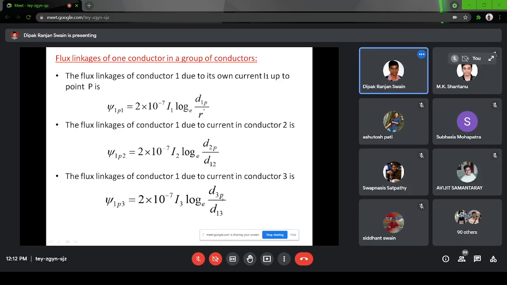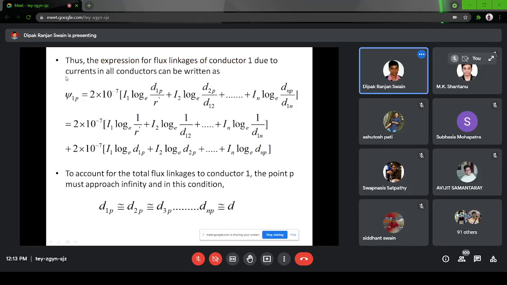So the distance from the third conductor, the distance from the second conductor, the distance from the first conductor, and this will be the radius. When we consider the first conductor, it will be the radius. The rest of the conductors will be the distance. Now this will again come when we do the calculation for multiple conductors. Then what will be the total flux linkage? Just the addition of that.